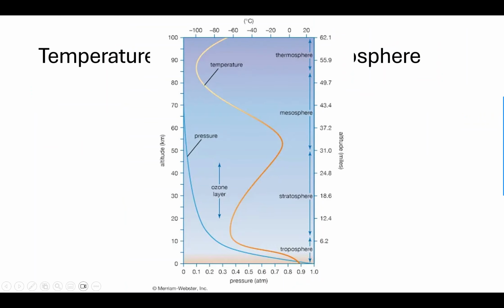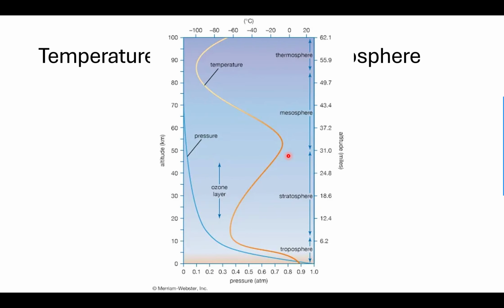If you see the graph here, this is the line for temperature, this is the 0 degree line, and this is the negative temperatures. As you go from the Earth's surface, as your altitude increases, the temperature drops. It drops till the transition between the troposphere and stratosphere. Then it starts increasing again till the mesosphere, and then again drops down. So it's not constantly decreasing or constantly increasing. It increases and decreases, and increases again.